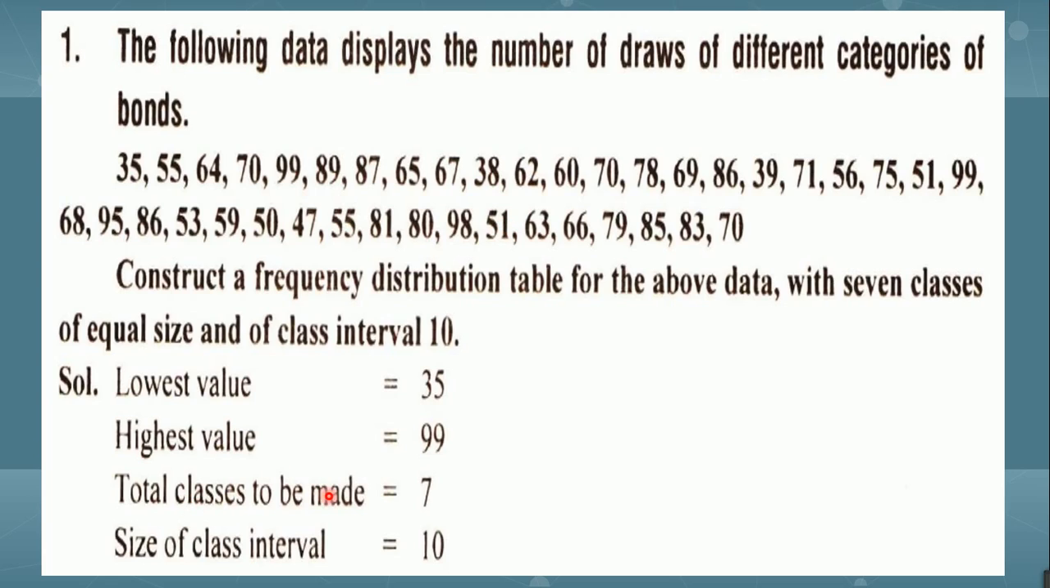Total classes to be made are equal to 7. It is mentioned in the question: 7 classes of an equal size and class interval size is 10. So the size of class interval is equal to 10. So it is given in the question.